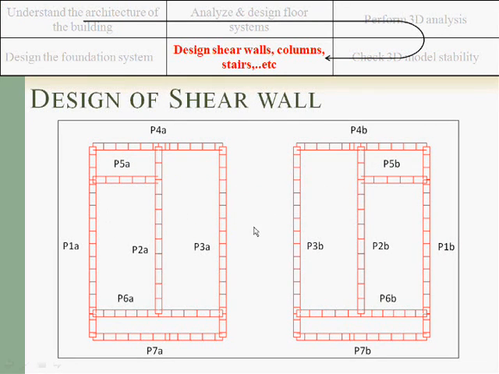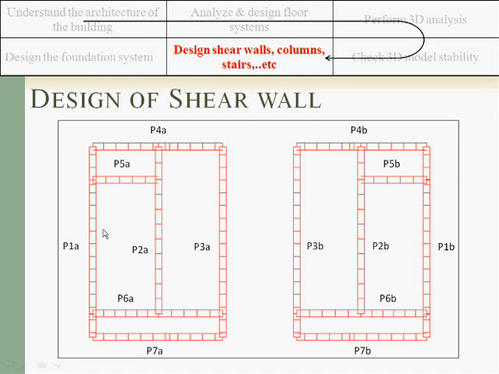Now we reach the most important design part. As you can see in this part, we have understood the architecture, analyzed the design and the floor systems, performed the 3D analysis, and gone through the 3D model stability. After that, we can go to the vertical members, starting with the major part of this building, which is the shear walls. We have divided them into different piers, but it was designed as one core.